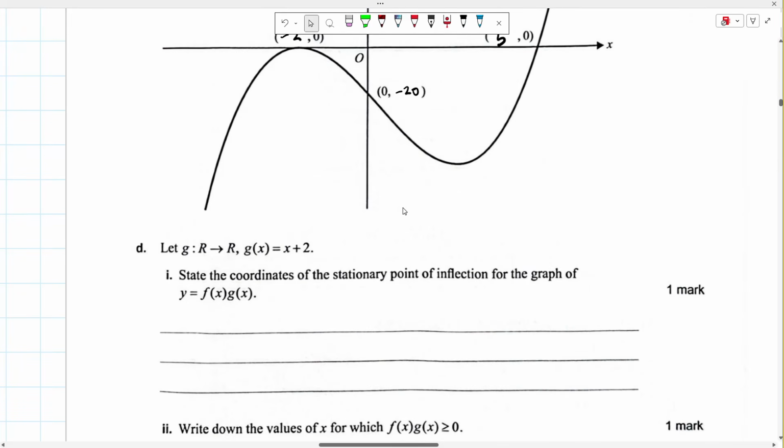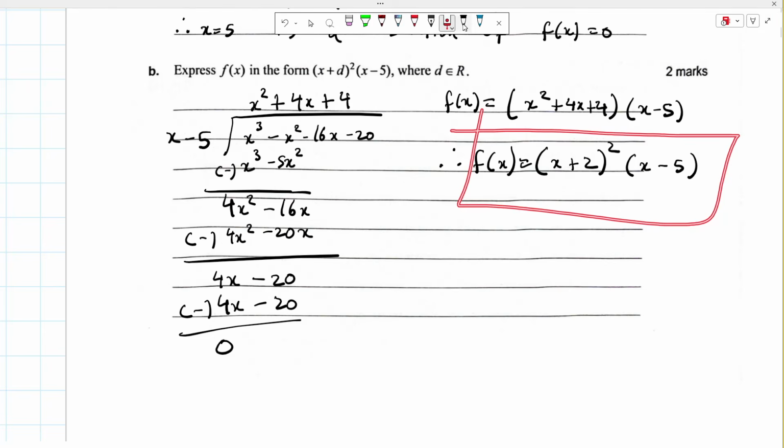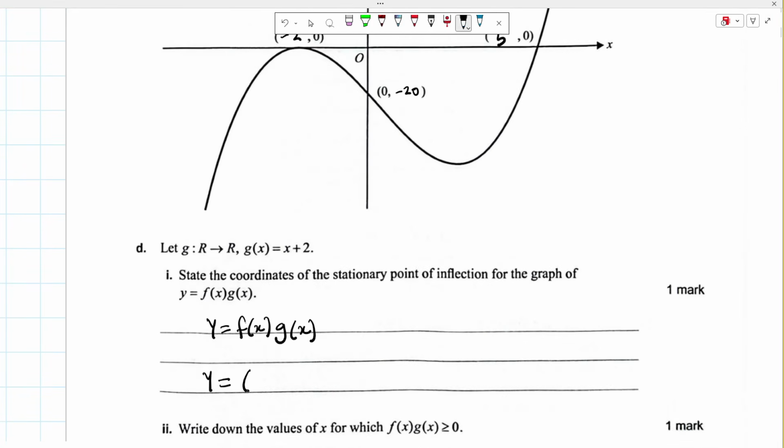Right? Okay, let g of x equal x plus 2, and the domain is all real numbers. State the coordinates of the stationary point of inflection for the graph of y is equal to f of x times g of x. Okay, let's actually find the equation for this. So remember, f of x, we can write it like this. (X plus 2) squared times (x minus 5). G of x can be written as just x plus 2.